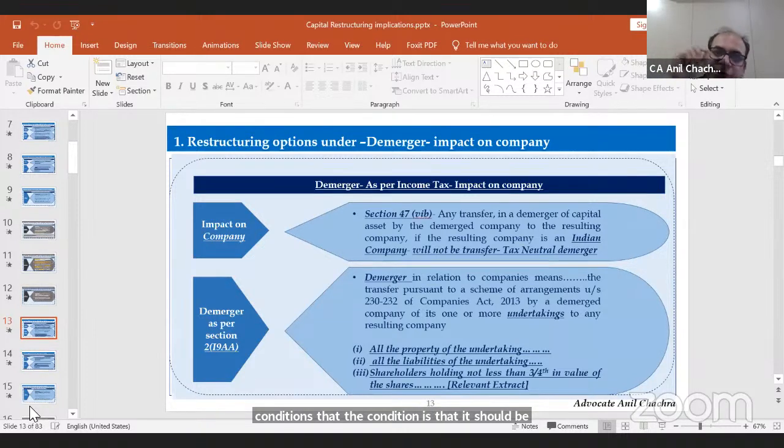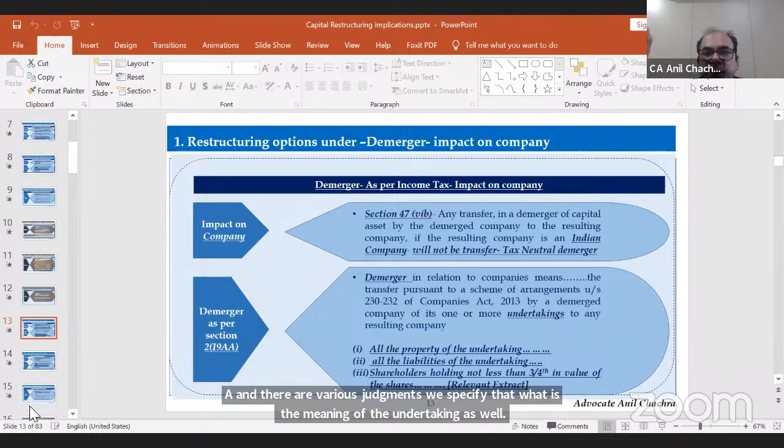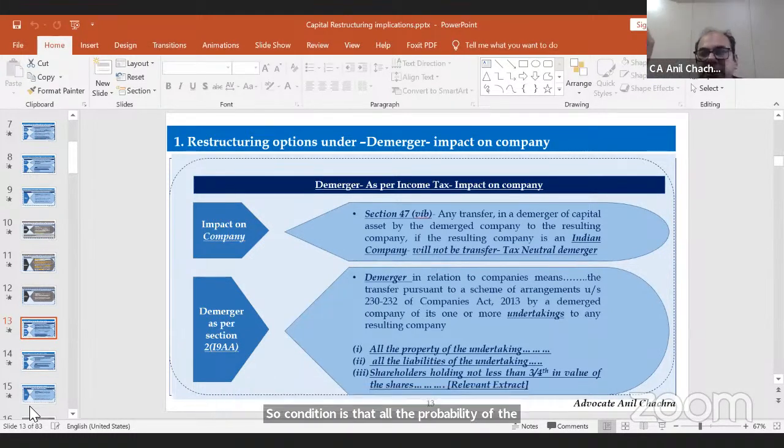Undertaking has been defined under section 2, clause 19AA, and there are various judgments which specify the meaning of the undertaking as well. The condition is that all the property of the undertaking becomes the property of the resulting company, and all the liabilities of the undertaking become the liabilities of the resulting company. The third, which is the main condition, is that shareholders holding not less than 3/4 in the value of the shares become the shareholders of the resulting company.